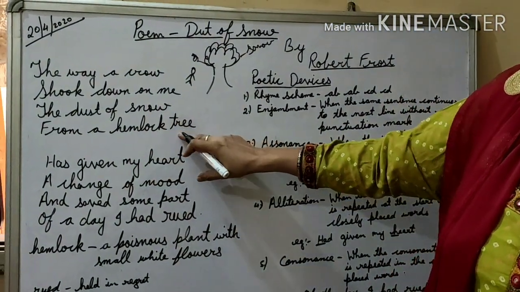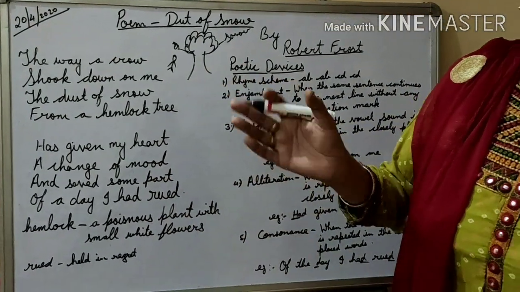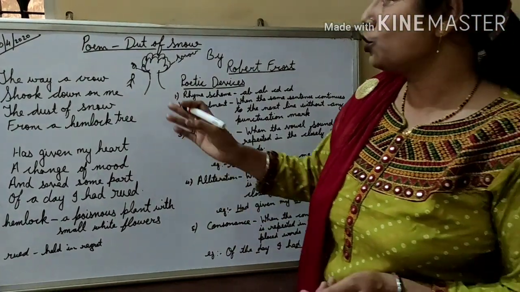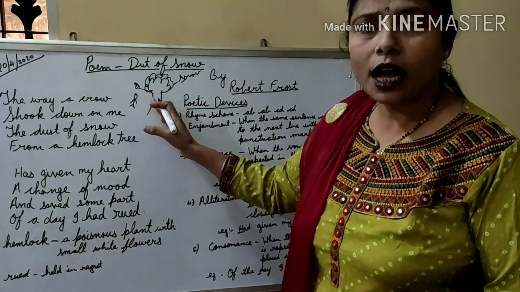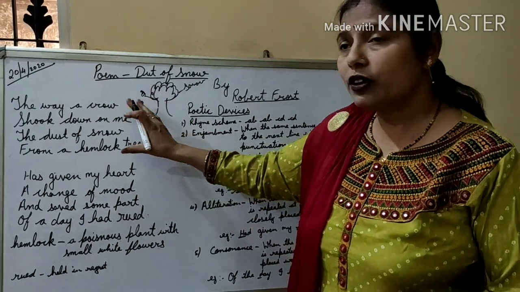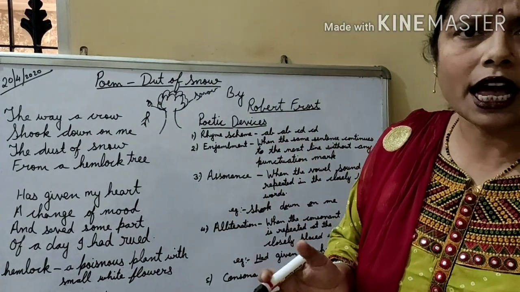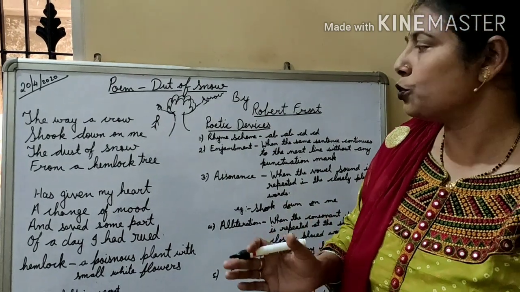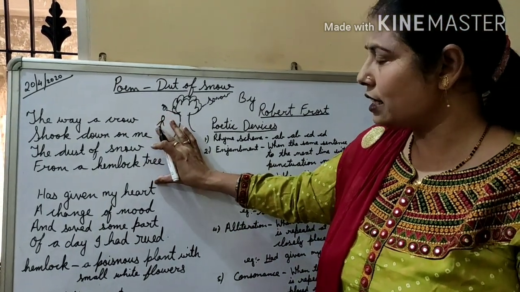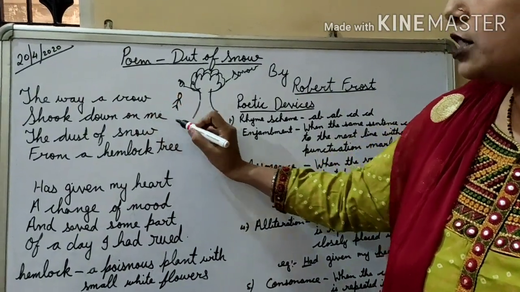I told you all that hemlock is a poisonous plant. It does not give a good sign, a good omen. It is not a good omen. Both the crow and the hemlock give us a bad omen. So we can understand in the first stanza, the poet is totally in a negative mood. He is not at all happy. He is not in a happy mood. Now see, the first stanza I have explained to you. Now through this, I will explain the poetic devices also.